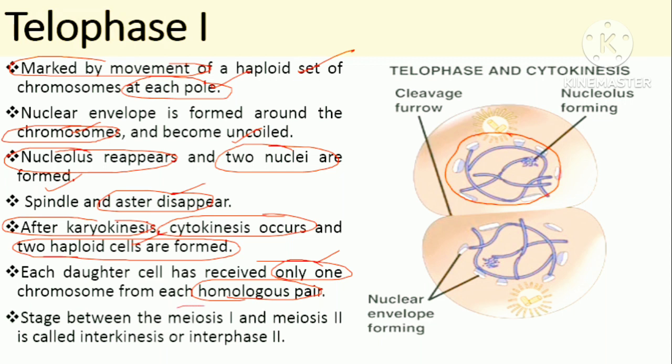Stage between the meiosis 1 and meiosis 2 is called interkinesis. So the term used for the stage which occurs between meiosis 1 and meiosis 2 is known as interkinesis or interphase 2.